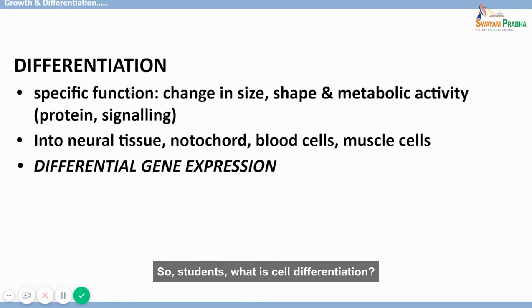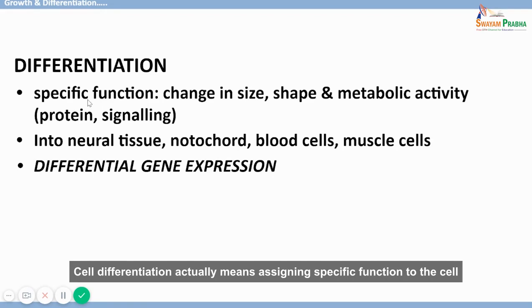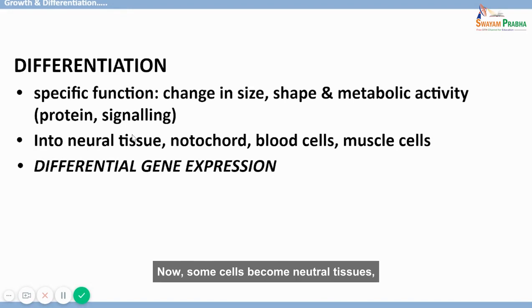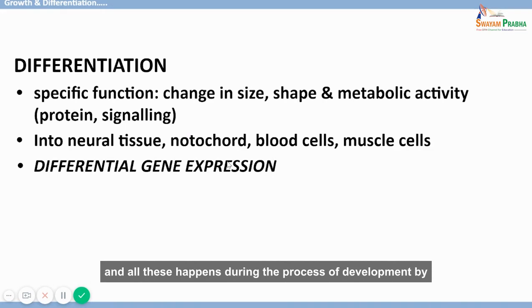So students, what is cell differentiation? Cell differentiation actually means assigning specific function to the cell, which is often accompanied by changes in the size, shape, and metabolic activity of the cell. That means which proteins the cell will make now or which signals it will respond to now. Now, some cells become neural tissue, some become notochord, some become blood cells, and some others differentiate into muscle cells. And all this happens during the process of development by differential gene expression, as we'll discuss in the next few slides.